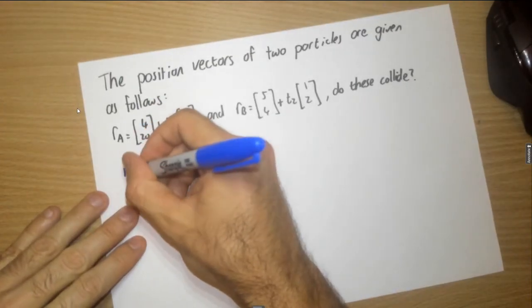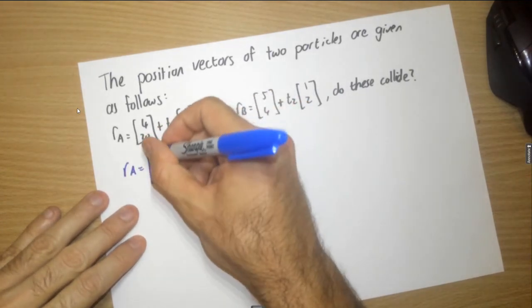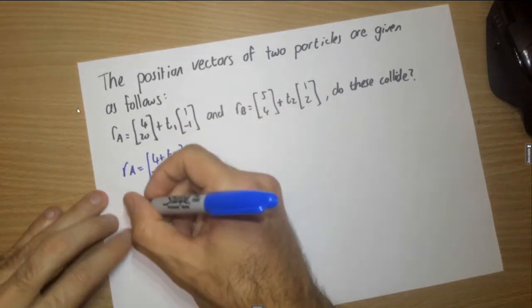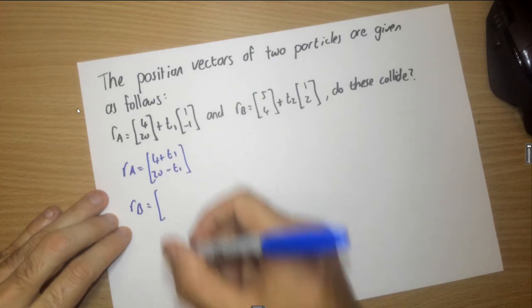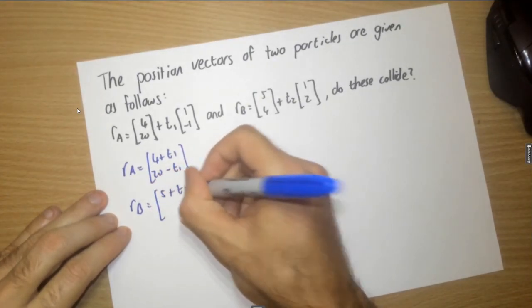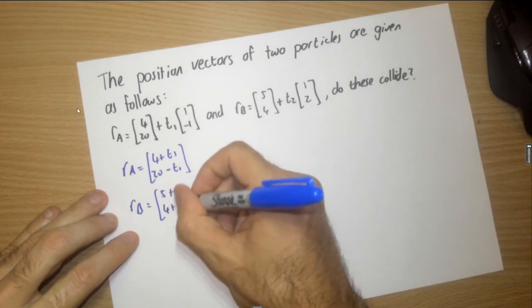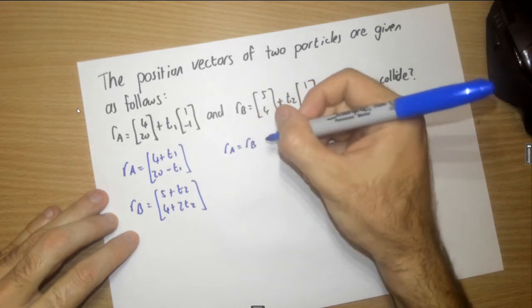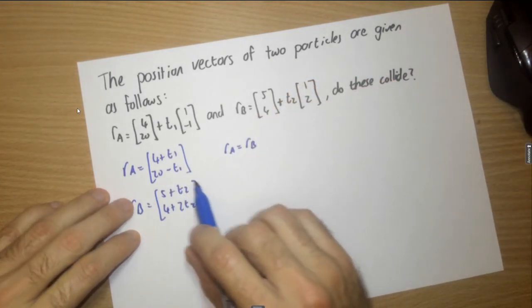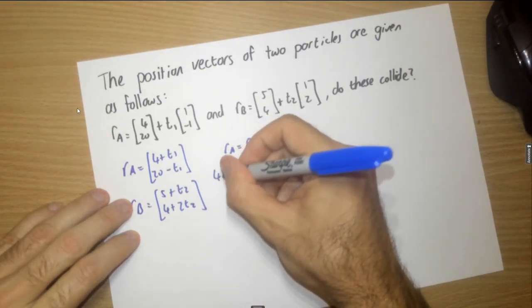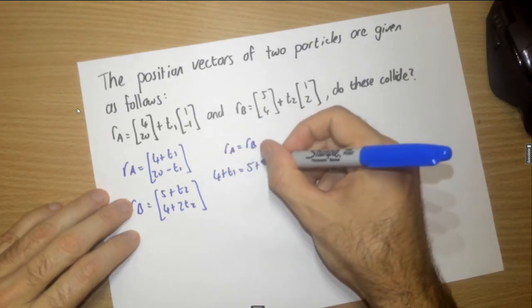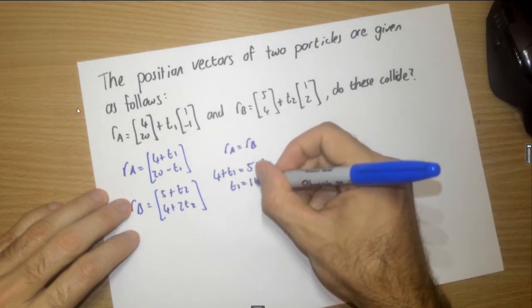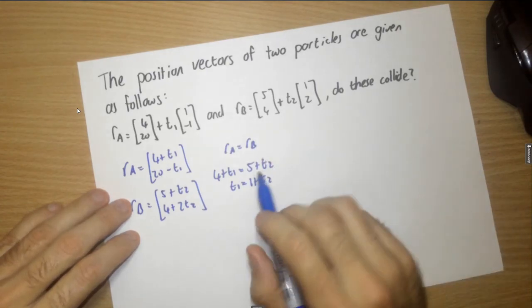So I've got the position vector A is 4 plus T1, 20 minus T1, and the position vector of particle B is 5 plus T2 and 4 plus 2T2. And we're looking for where RA equals RB. I'm not going to write that whole thing out again. I'm just going to compare the x components. So we want 4 plus T1 to equal 5 plus T2. That means that T1 is going to equal 1 plus T2. So that's for the x components.